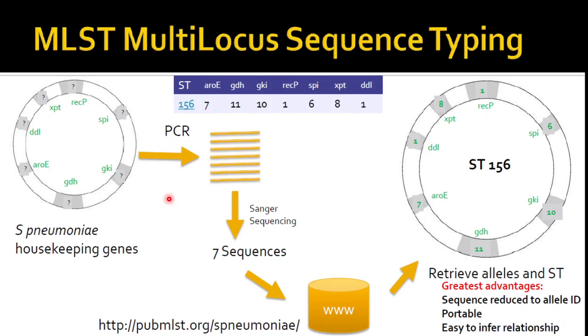So this is a pictorial representation of the protocol followed in MLST. Here is a typical prokaryotic chromosome, and these are the 7 housekeeping genes that have been taken into consideration and are placed at equal distance from each other. This is followed by amplification by PCR and Sanger sequencing. And lastly, after comparative analysis, all the genes have been assigned their allelic numbers.